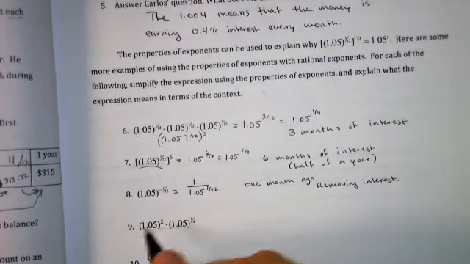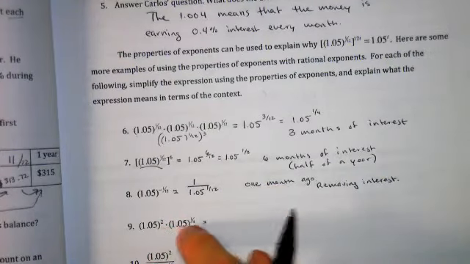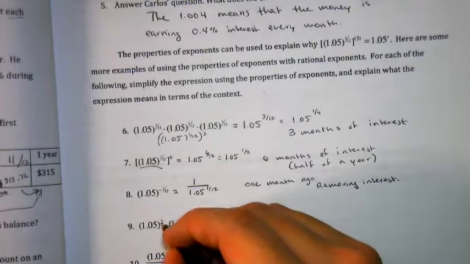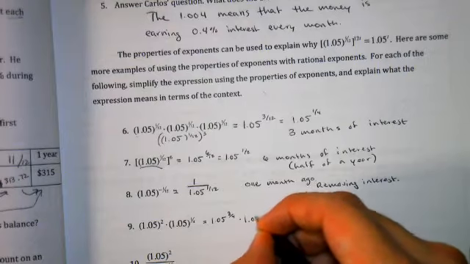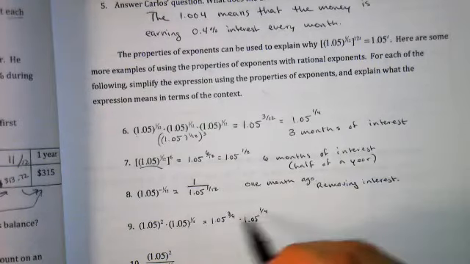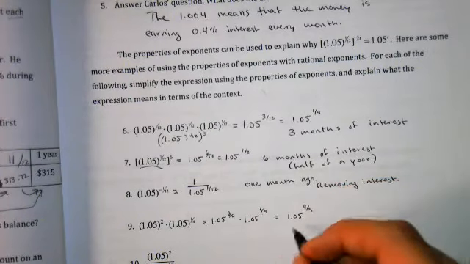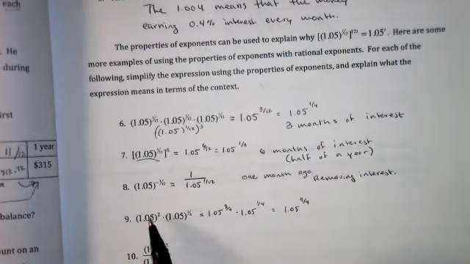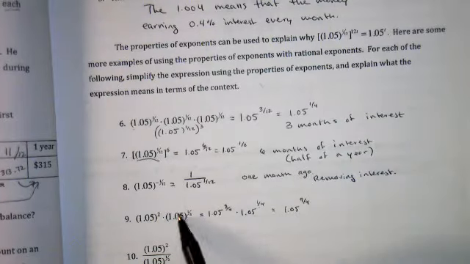Okay, this one, again, you're multiplying, so we can add these. That would be 1.05 to the power of 2 1/4. We can change 2 to be 8 over 4, that way the exponents have a common denominator, so we can add them. So 1.05 to the power of 9/4. What does this mean in the context? This represents 2 years, and this represents 1/4, and we already know that 1/4 is 3 months. So this is 2 years and 3 months of interest.